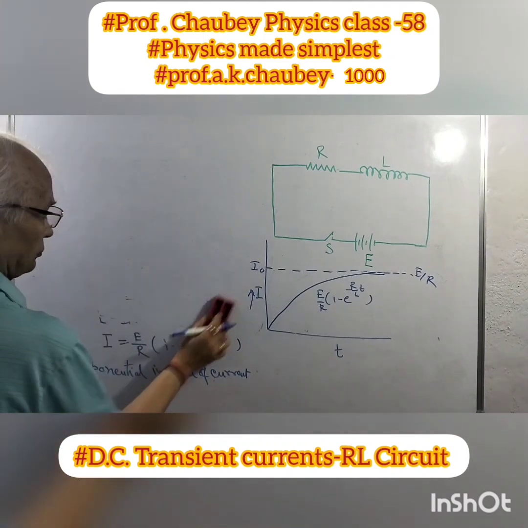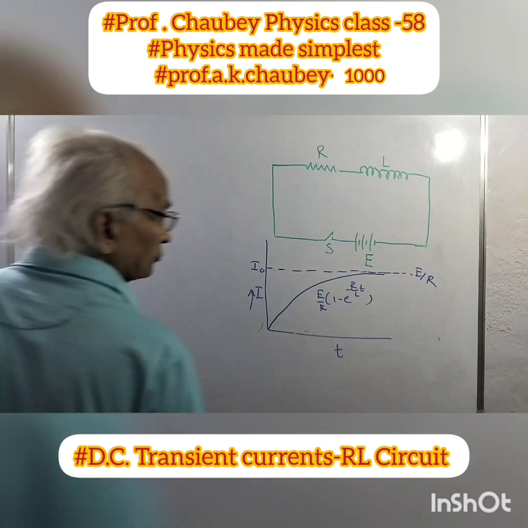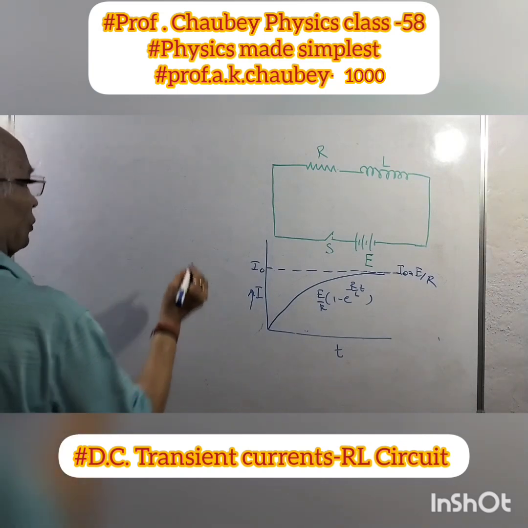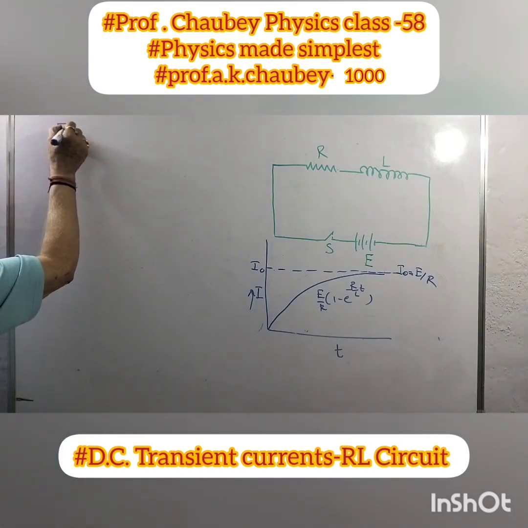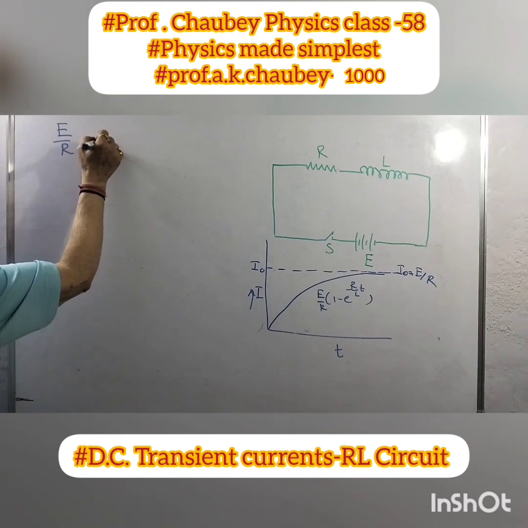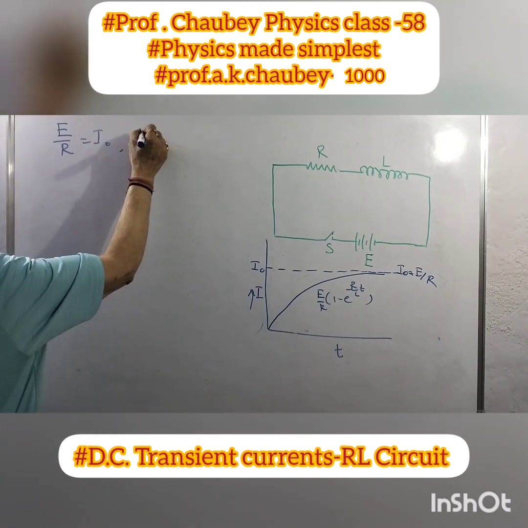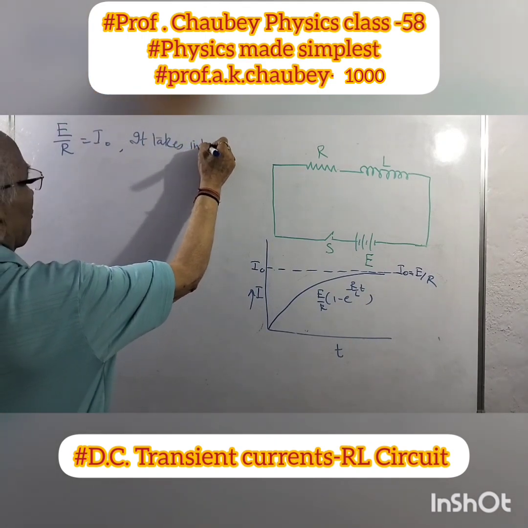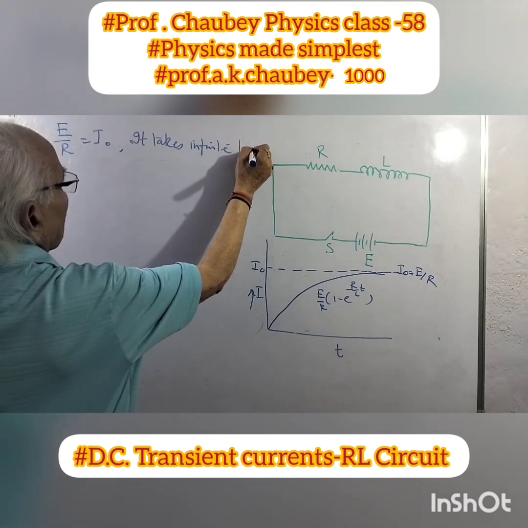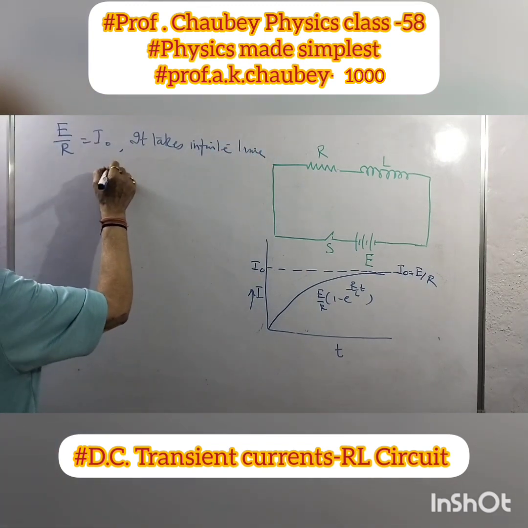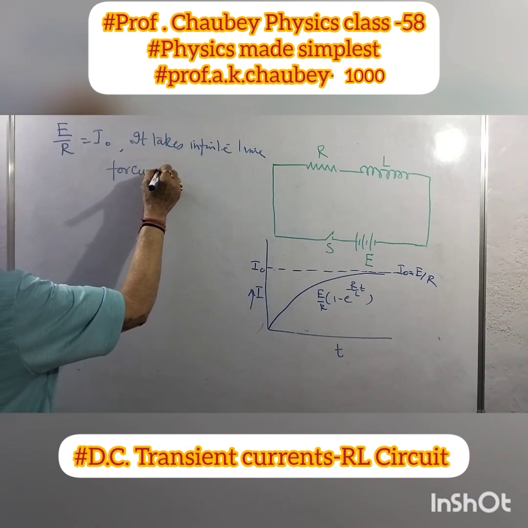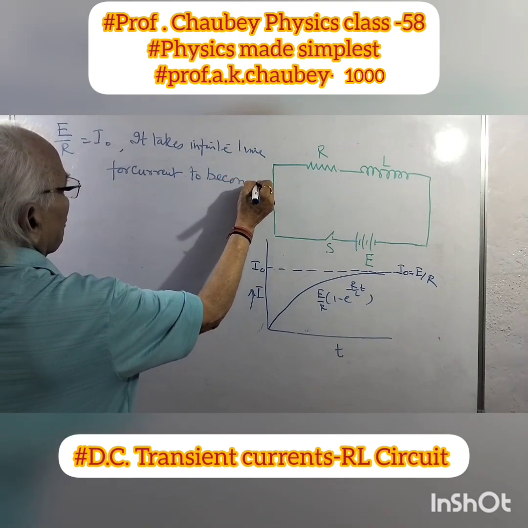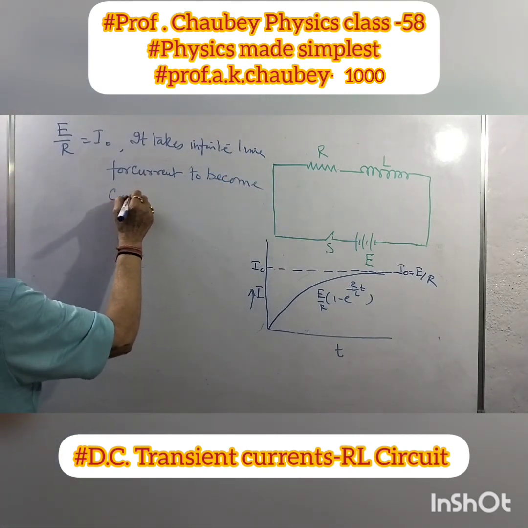So this is I naught. So E over R is equal to I naught. It takes infinite time for current to become constant.